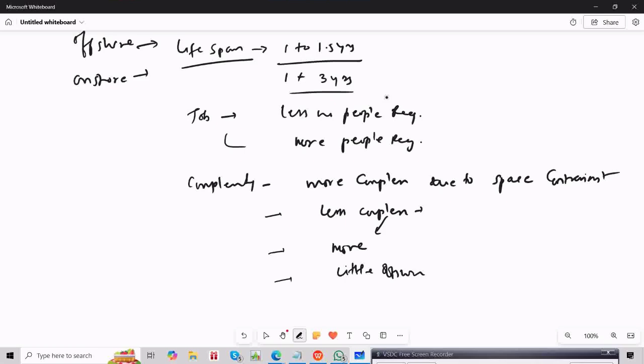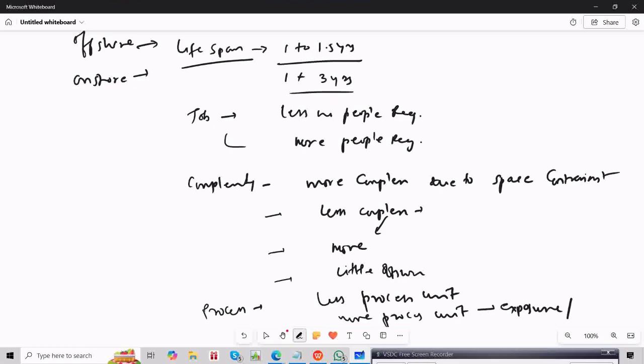Okay, now regarding the process units: offshore has fewer process units, right? Only the separation unit is a major unit, and the remaining are all utilities. But onshore you have a greater number of process units. So what is the benefit of that? Exposure, experience. But priority is for offshore.